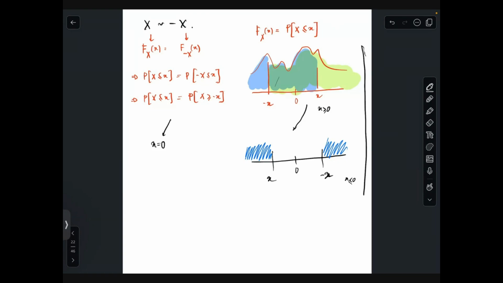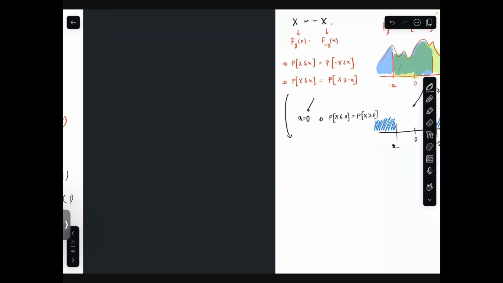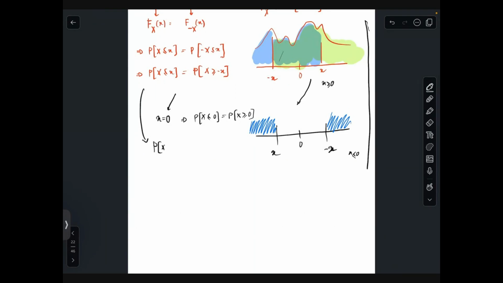So one, observe that if x is equal to 0, then it tells you that probability x less than or equal to 0 is greater than or equal to probability x greater than or equal to 0, right? What else? Now let's say this has a derivative, which is true because this is a PDF, then let's take the derivative. So probability x less than or equal to x now turns out to be, observe this is nothing but 1 minus probability x less than or equal to minus x. Now this is something you can write.